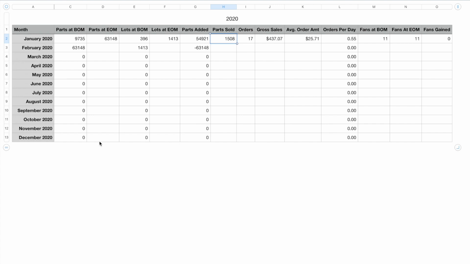The gross sales for the month, as you can see, were $437, which is pretty good, I think, for the first month being truly open. So each order was around $25. Obviously, they range. We had some $40 orders and some $12 orders, but the average was about $25 or so. This is the number I really want to work on getting up.